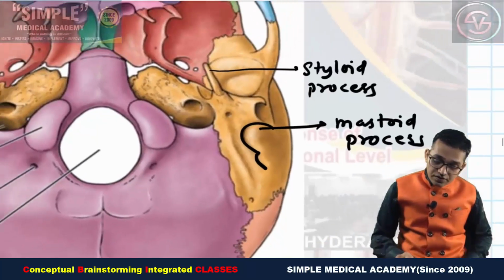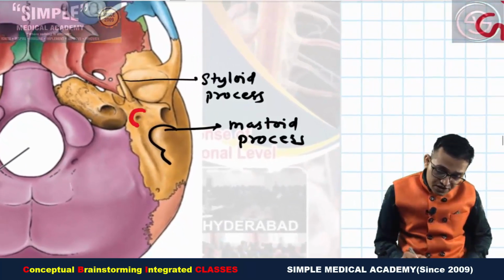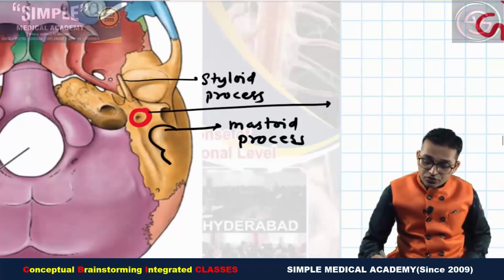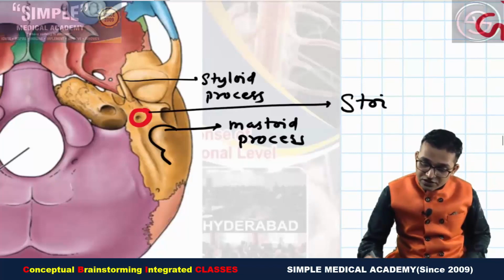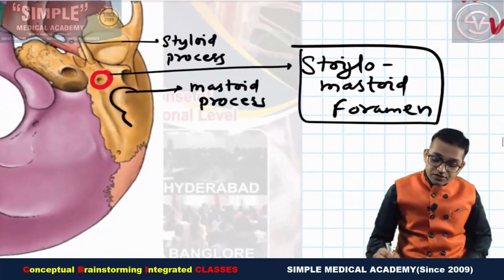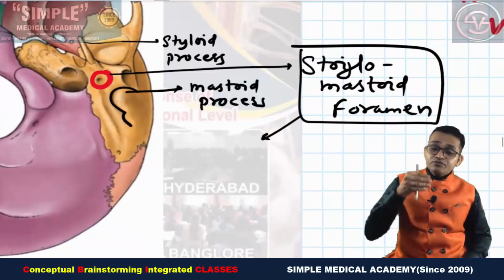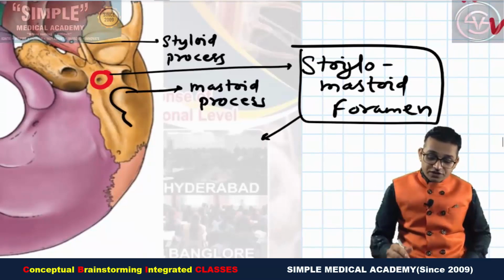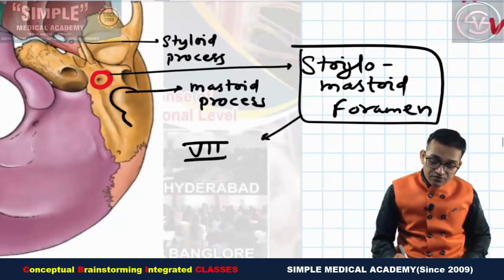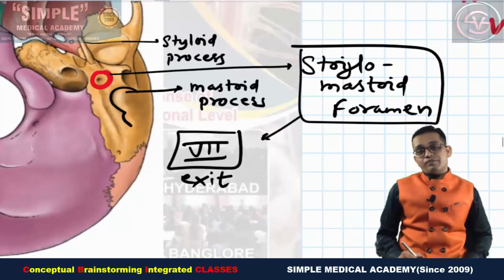Can you see, there is an opening located between the styloid process and the mastoid process. So what should be the name of this opening? That is known as the stylomastoid foramen, and it is very important. Why? Because this stylomastoid foramen gives the exit pathway to the facial nerve. So which nerve passes through this stylomastoid foramen? Yes, the facial nerve exits through this foramen.